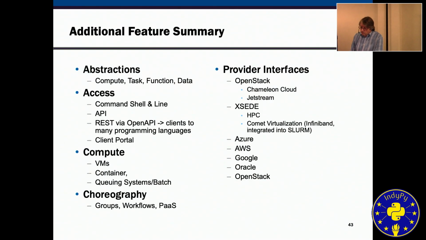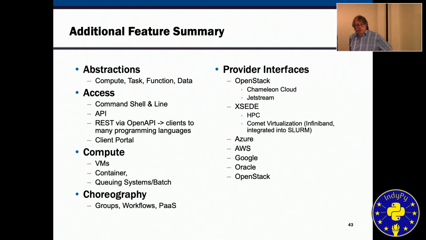Additional features that we are looking into are, for example, abstractions for compute, task, function, data, and the access. For example, I prefer the command shell and command line. For that reason, as I pointed out earlier in the morning, we have developed something called CMD5, which is a Python package that not only allows you to do an argv, but actually runs a shell, and you can switch between shell and command line invocation. So you can have a shell that actually stores the status, but also a command line.